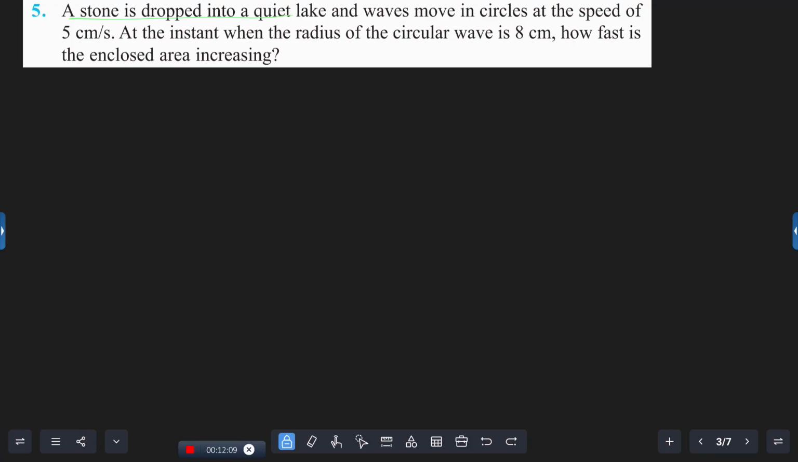Right, fine. What they have given, we'll see. A stone is dropped into the quiet lake and waves move in a circle. See, they have mentioned very clearly the wave forming in a circle format, at the speed of 5 centimeter per second, meaning the wave will be forming in the shape of a circle. So what will be increasing there? Radius will be increasing in each circle.